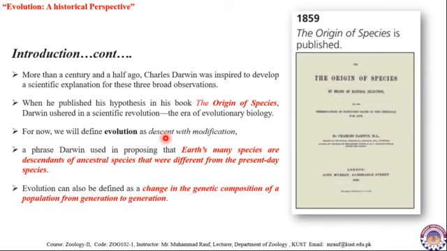And a more generalized definition, which can apply nowadays because of the broadening of our understanding about genes and DNA, is that evolution can be defined as change in the genetic composition of a population from generation to generation. Genetic composition is the frequency of a particular allele or a particular genotype in a population.